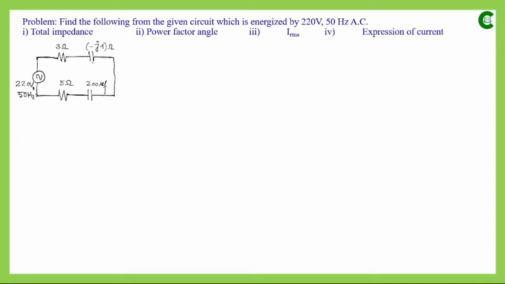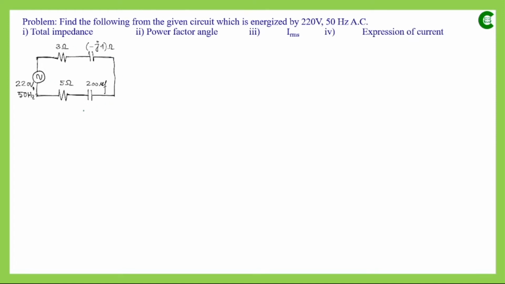Now the values of those capacitors are given in different forms. The value of this capacitor is written as minus j4 ohm. That means this is the value of the capacitive reactance, since the unit is ohm, and it is also represented as minus j4. So this 4 is the measurement of 1 by omega C. The value written against the second capacitor is 200 microfarad, which is straightforwardly the capacitance of that capacitor.